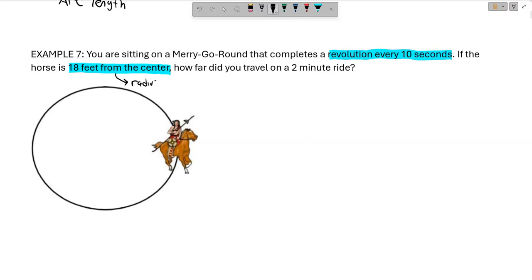So let's mark this as my radius. And then we want to know how far we traveled in a 2-minute ride. Take a moment and pause this. This is a challenge. I want you to think about what your theta is going to be in this situation. So if we're traveling 1 revolution every 10 seconds, another way I can think about this is I would do 6 revolutions per minute because there are 60 seconds in a minute. And because we're on a 2-minute ride, we would actually make a total of 12 revolutions.